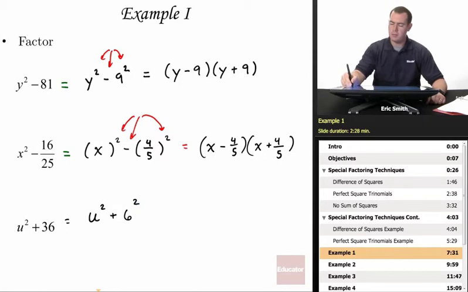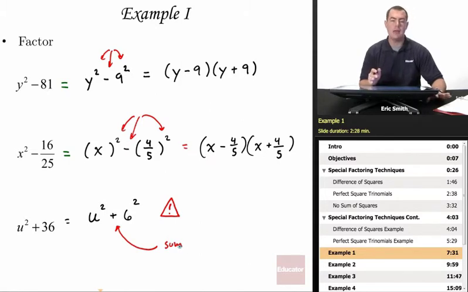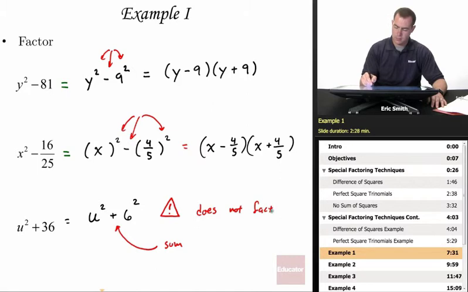Now be very careful. Don't go anywhere beyond that, because we cannot use one of our special formulas here. Notice how this one we're dealing with a sum. And we don't have a special formula for the sum of squares. So I'm going to write does not factor. Be on the watch out for that one. If you have the difference of squares, you're in good shape. But if you have the sum of squares, then you're kind of stuck.